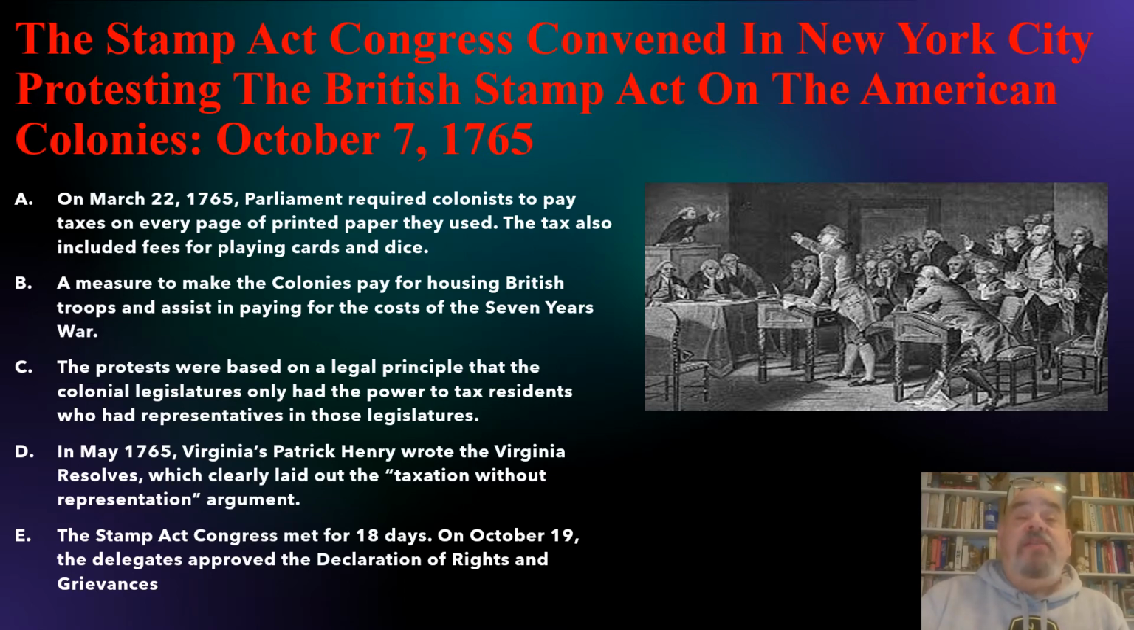In May 1765, Virginia's Patrick Henry wrote the Virginia Resolves, which clearly laid out the, quote, taxing without representation argument. Now, there's something familiar to us. No taxation without representation. The protests against the Stamp Act also were particularly strong in Massachusetts. That summer, Massachusetts called for a meeting of all the colonies, a Stamp Act Congress, to be held in New York in October 1765. Committees of correspondence were also formed in the colonies to protest the act.